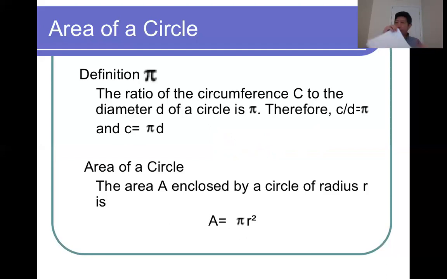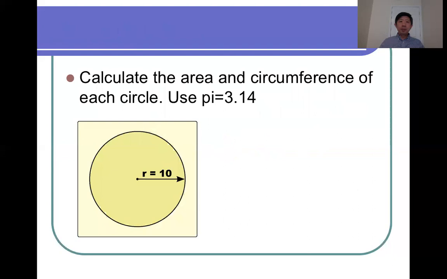Now, let's take a look at this problem: finding out the area and circumference of each circle. I'll give you just one problem to do, okay? Now here, if I'd like to find the circumference, I simply take the diameter times pi, right?